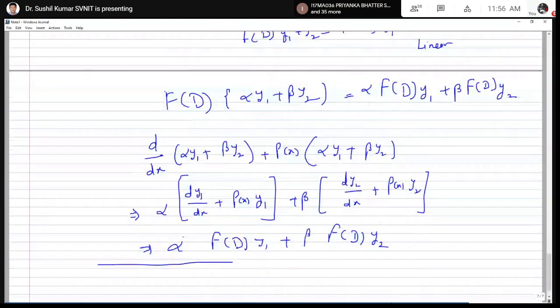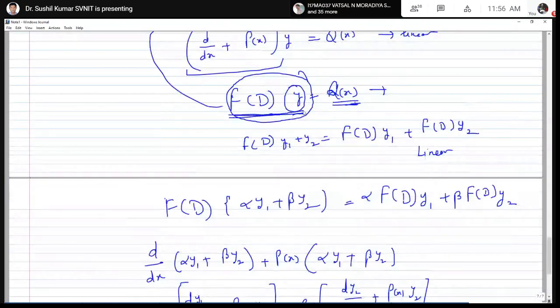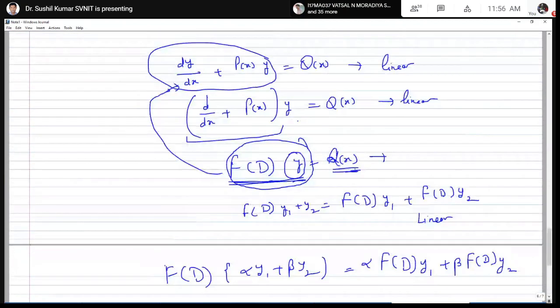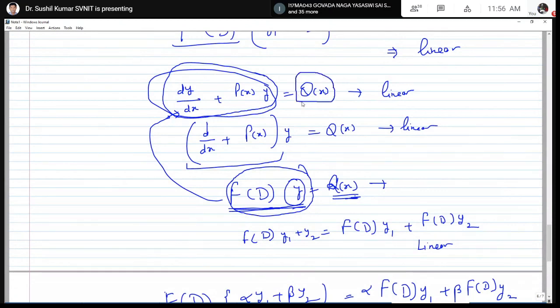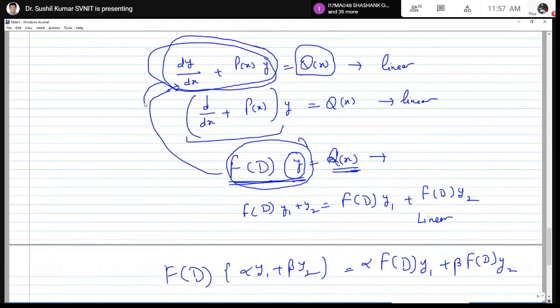So simply, see, there is no need to write your equation in this form, f(D) y equal to 0. The only thing is you have to consider terms containing y only, y and its derivative. Don't bother about this free term. In any equation, just for the linearity, you have to consider the terms of the dependent variable and its derivative. Leave this free term. This free term will not have any effect on linearity or non-linearity of a differential equation. So in all cases, we will be able to write down the equation in this form.